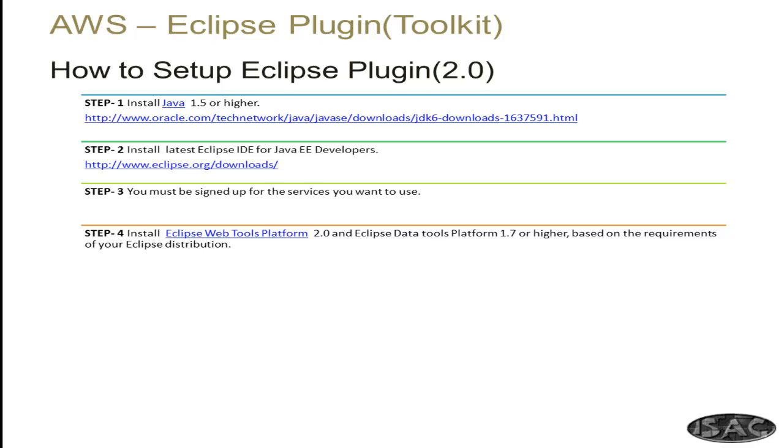And there are other plugins called Eclipse Web Tools Platform 2.0 and Eclipse Data Tools Platform 1.7 or higher, based on your requirements for the Eclipse distribution. So if you are using Eclipse IDE for Enterprise Edition, you may not need these two, but if you are going to use Eclipse Classic, then you will definitely need both of these to be installed in your system. So that is what it says, that you need to use Eclipse Data Tools Platform 1.7 or higher.